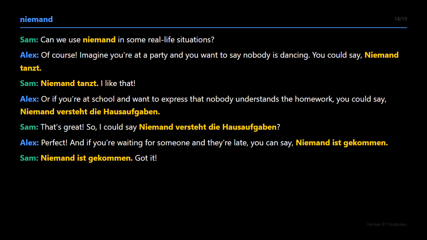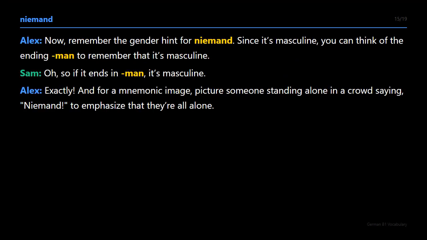Got it. Now, remember the gender hint for niemand. Since it's masculine, you can think of the ending, Mann, to remember that it's masculine. Oh, so if it ends in Mann, it's masculine. Exactly. And for a mnemonic image, picture someone standing alone in a crowd saying, niemand, to emphasize that they're all alone.